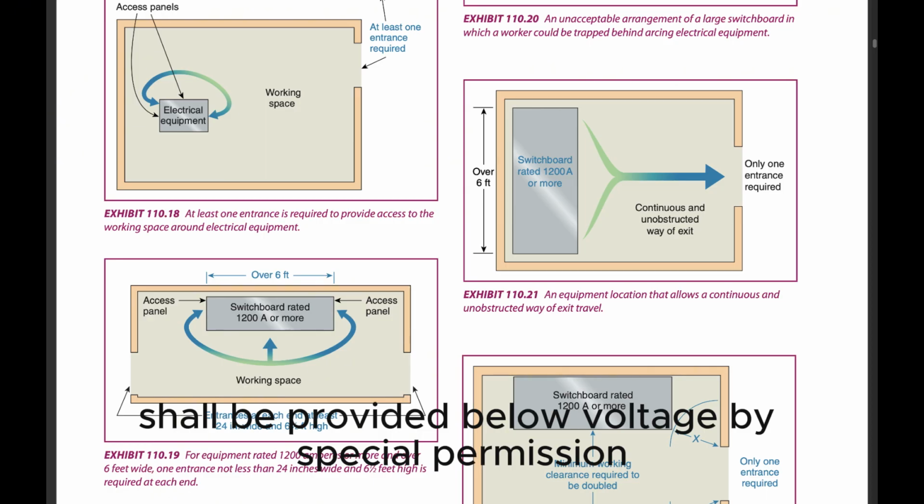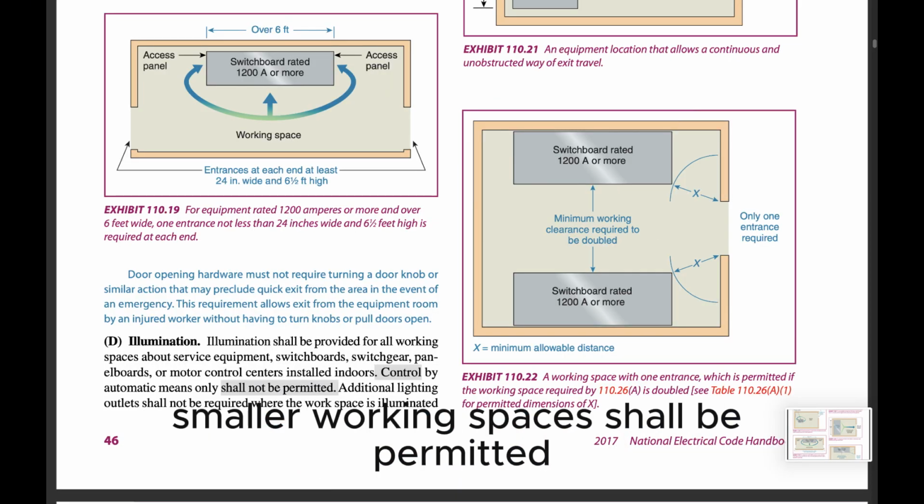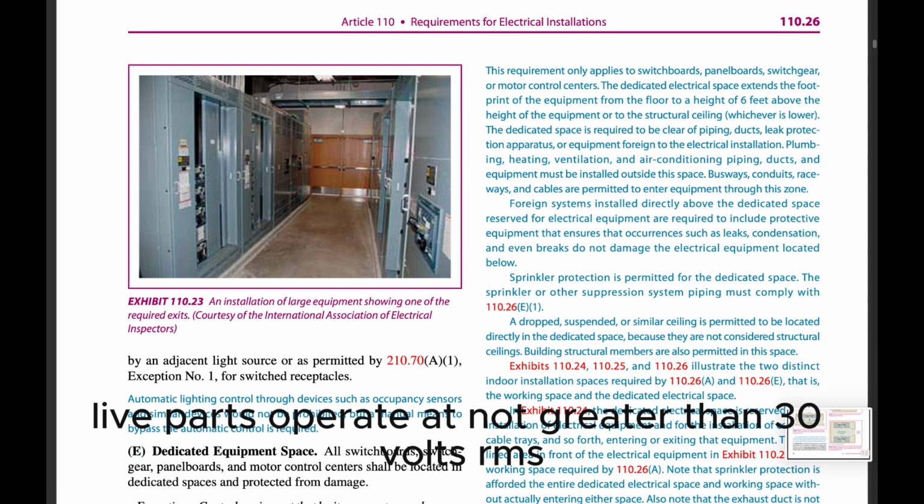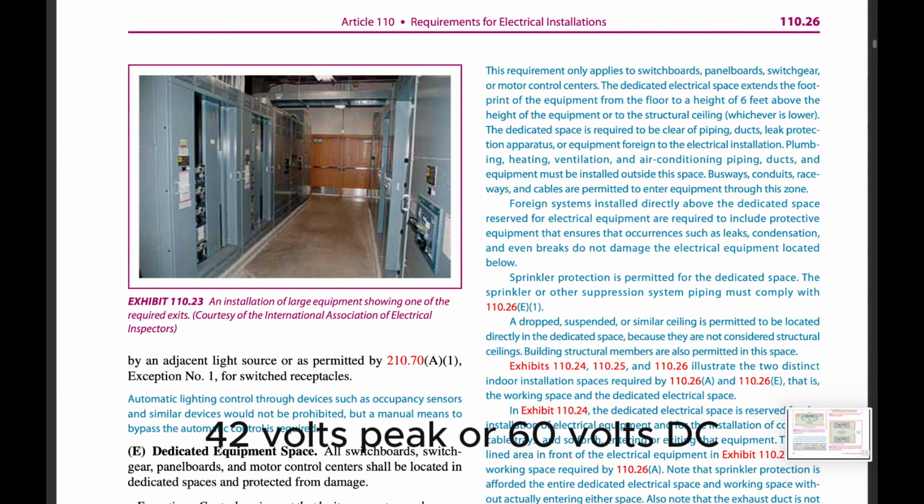Below 1000 volts, by special permission, smaller working spaces shall be permitted where all exposed live parts operate at not greater than 30 volts RMS, 42 volts peak, or 60 volts DC.